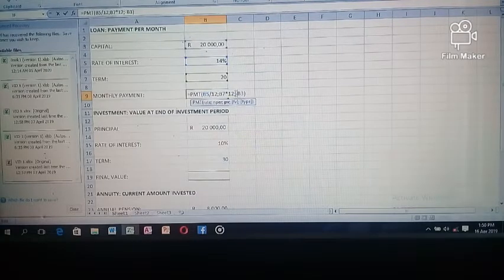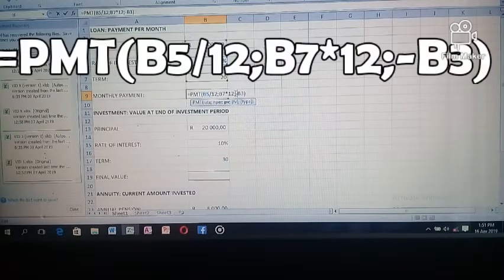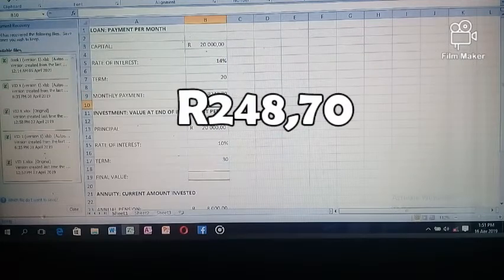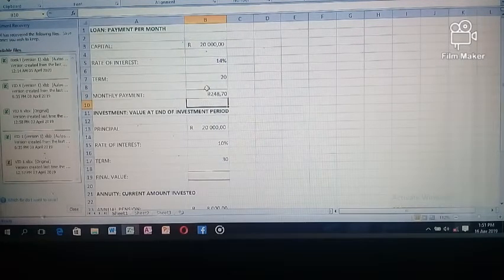Some of you are going to be asking yourself, why am I putting a negative before B3? The reason for it is because if you don't put a negative before it, the answer is gonna be in a negative form. So you need a positive answer. So you're gonna put a what? A positive answer. Okay, thank you. This is the answer that we had at the beginning of this video.